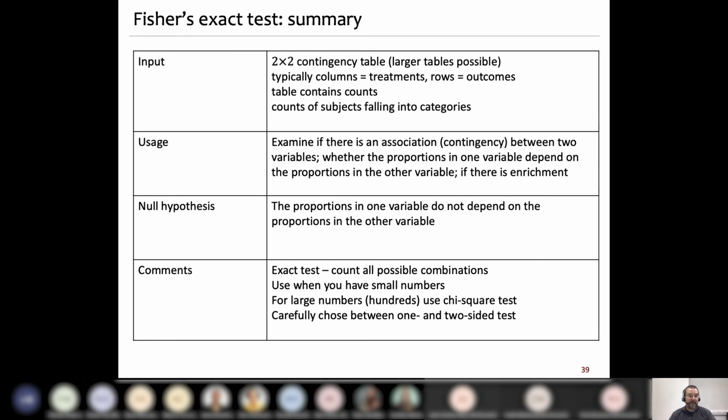These variables are independent. And a few comments. This is the exact test, as the name suggests. It counts all possible combinations. Other tests are sometimes an approximation. You use this test when you have small numbers. It's very good for small numbers. For larger numbers, if your counts in your table are in the hundreds, you should probably use the chi-square test instead. I will explain it in the next lecture. And you should carefully choose between one- and two-sided tests depending on what your question is.